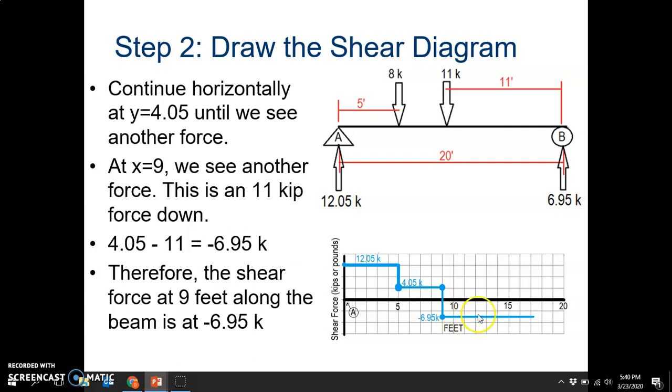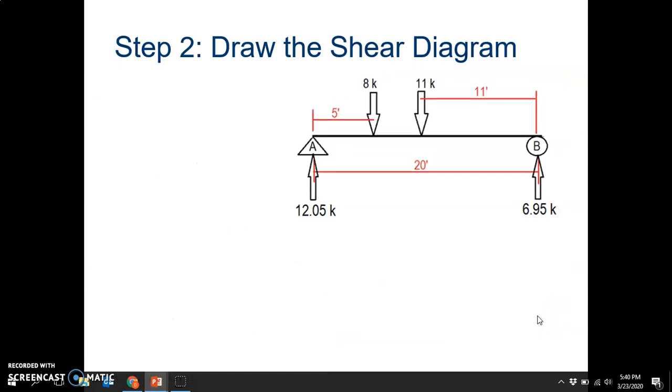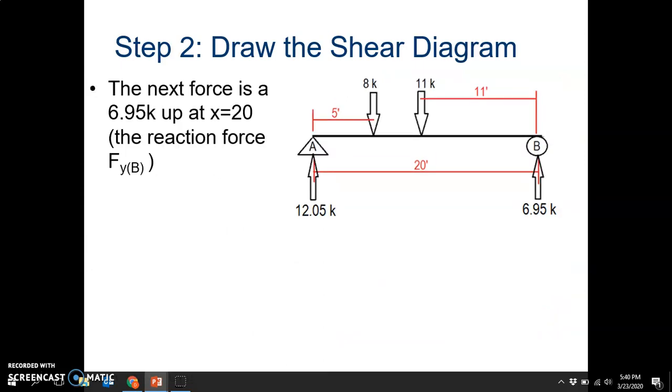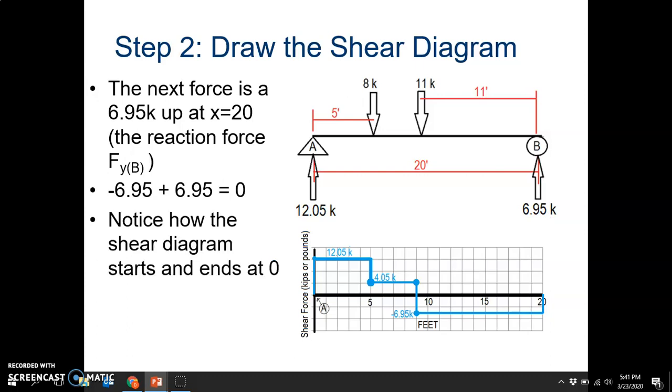The shear force at x equals 12 feet is negative 6.95. And I'm going to keep going at negative 6.95 until I see another shear force. And that next shear force occurs at x equals 20 feet, and that'll be the reactionary force of B. And that will go up 6.95. So I was at negative 6.95, and then I went up positive 6.95, bringing me back to 0. So notice how the shear diagram starts at 0 and ends at 0. And if you calculate the area under the curves, they should be the same.